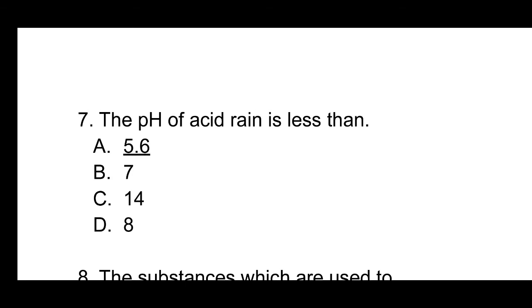The pH of acid rain is less than 5.6. See here, we have discussed acid rain in detail in our video about fibers and pollution. So visit that video for more information about acid rain.